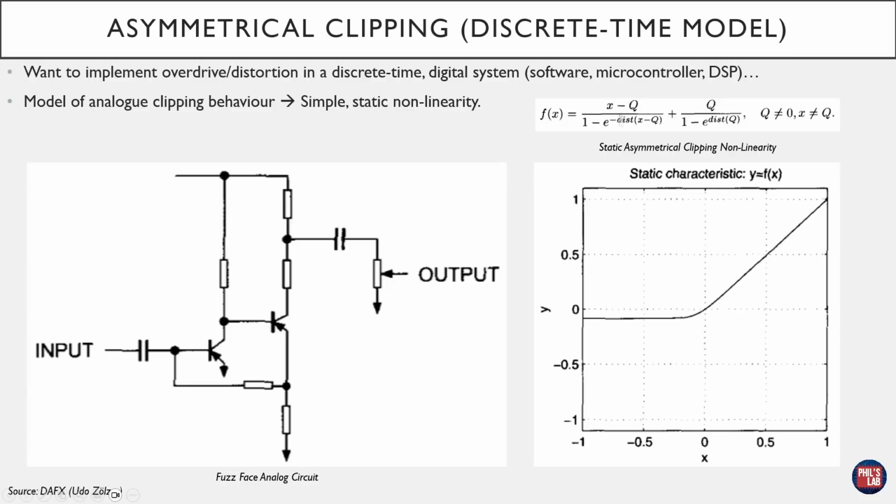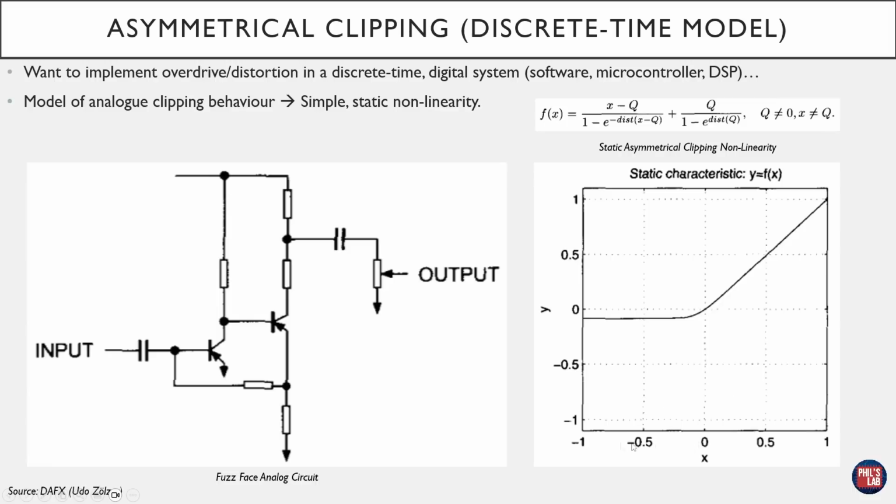Now, the equation initially might seem a bit complicated, but actually there's not much to it. We have x, which is our input, f of x, which is our output, q is some constant we can choose, and dist, or d we'll call it, is also just some constant we choose. Dist is the amount of distortion, and q is the shape of our asymmetrical clipping. For certain values of q and d, in this case q equals minus 0.2 and d equals 8, we get this static characteristic, this transfer function, as shown in the graph.